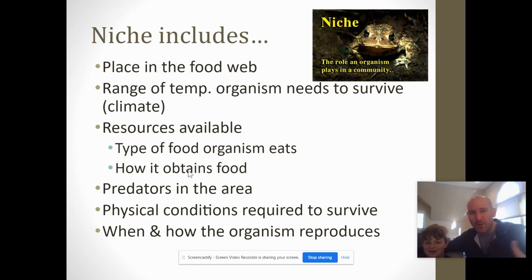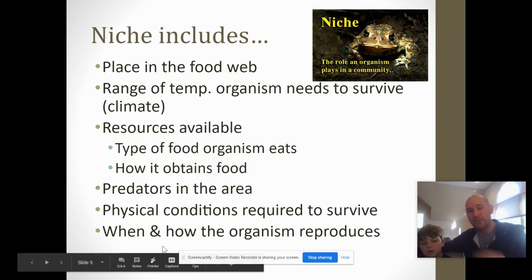But in any case, all these different ways of how it obtains food, but also again, plants are organisms too. So are you photosynthetic? Do you grow fast? Do you need a lot of sunlight, or little sunlight? That's all part of niches as well. You have to think about plants and animals. Flora, plants, fauna, animals. Did you know that? No? Okay, new words. Also what's eating you in the area, so predators, and the physical conditions required to survive, which just means how much water you need, how much sunlight you need, how much movement you need, and then when and how the organism reproduces.